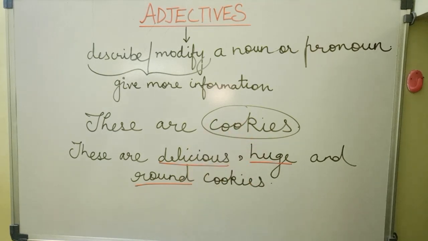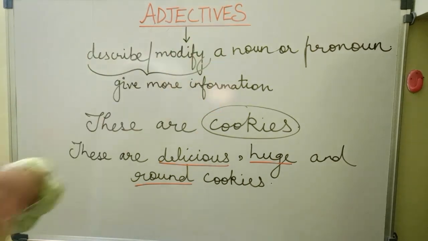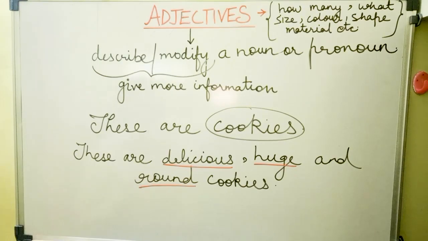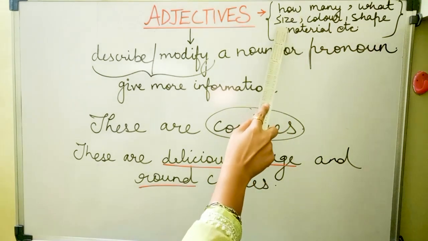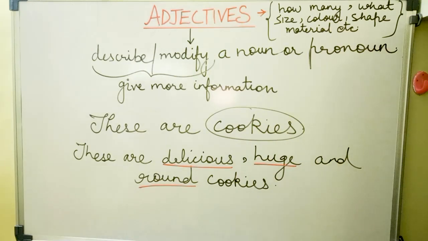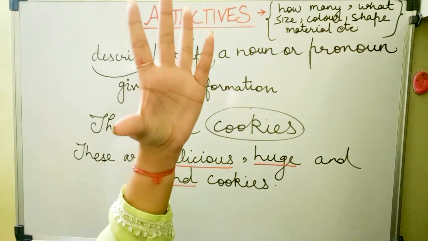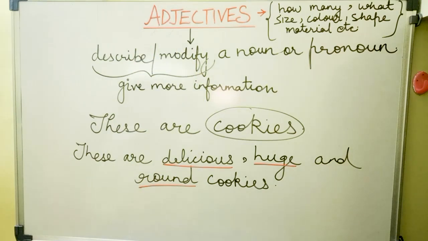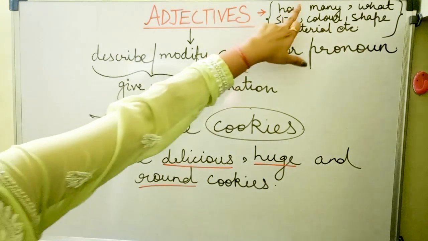So I hope you are clear what is an adjective. An adjective is a word that describes a noun or a pronoun, or they give more information about a noun or pronoun. Now students, you also need to understand that adjectives answer questions like how many, what size, color, shape, material, etc. Now for example, I say, I have 5 pens in my pocket. So you will question me, how many pens ma'am do you have? So the answer will be 5. So 5 is an adjective because it answers the question how many.